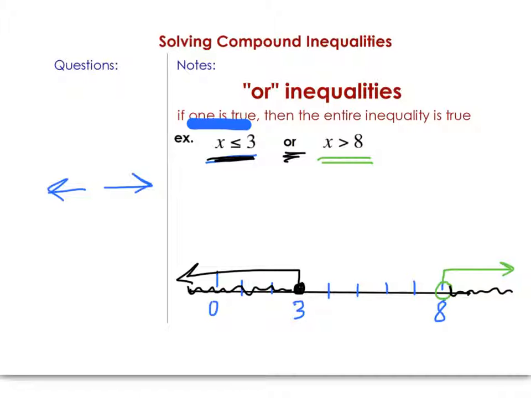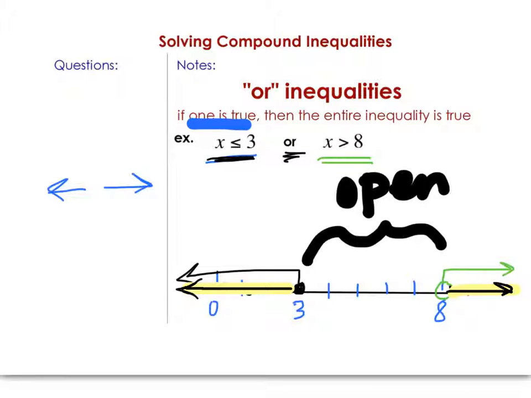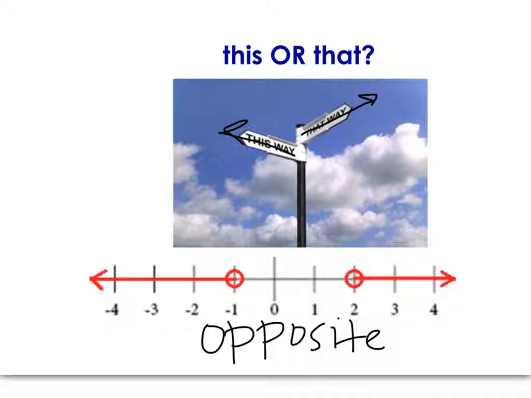Your answer is actually both. Everything over here is an answer and everything up here is an answer. Usually with OR inequalities, you're going to have this middle space open. It's not going to be shaded like it is in the AND because you don't want the overlap. You want this or that. Kind of like this way or that way, your arrows are going to usually be in opposite directions.